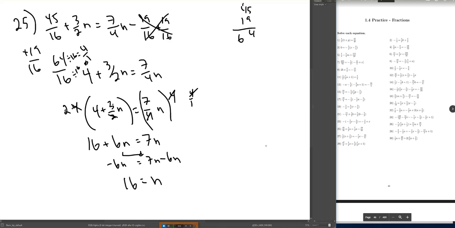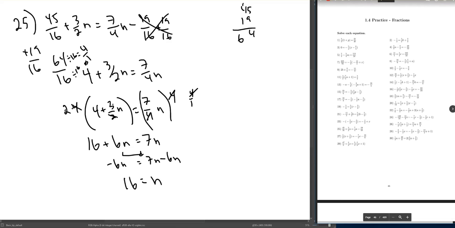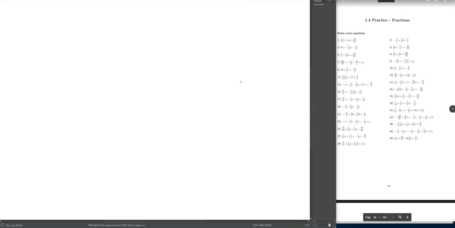16, is that the right answer? Is that the right answer? Yes, it is. All right, so let's do number 26.